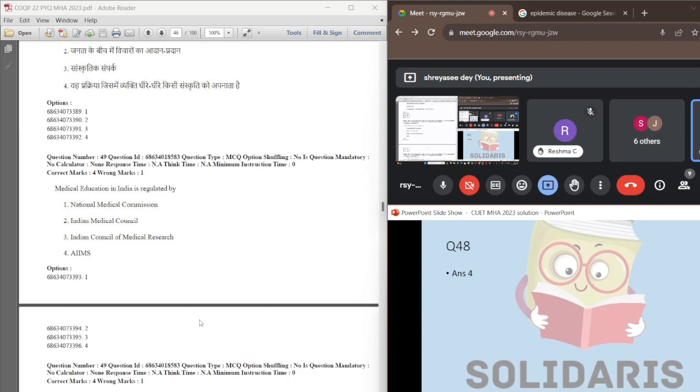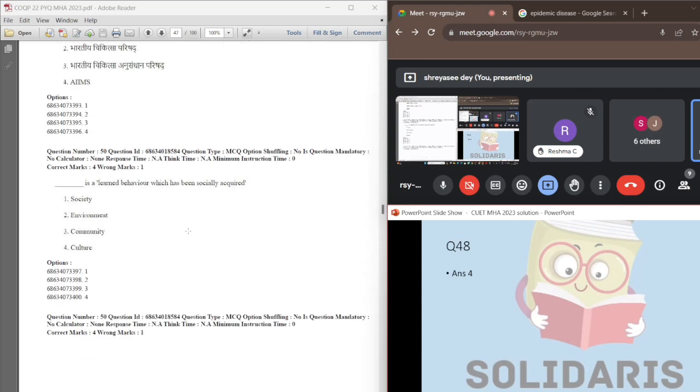Then the question number 49, we have, is it late? Okay, just tell me when it is late. Okay, I'm not watching the clock. Medical education in India is regulated by Indian Medical Council. You have to just know it as a GK. IMC.